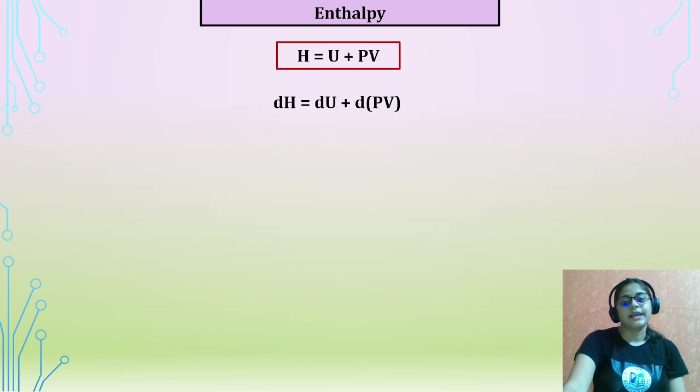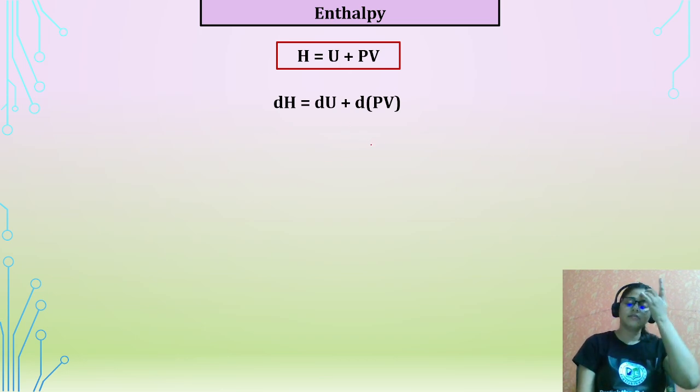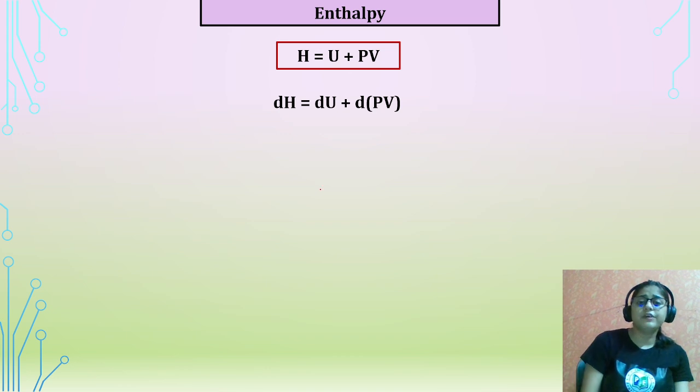Now again the enthalpy. Why are we studying this again? Because we now know what enthalpy is, right? But we have to derive further formulas from it. Okay, so if we take the derivative on both sides, dH will be dU plus d(PV).